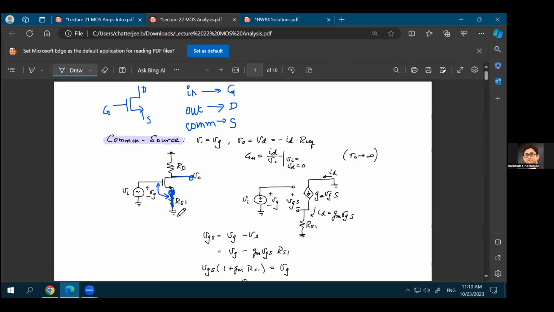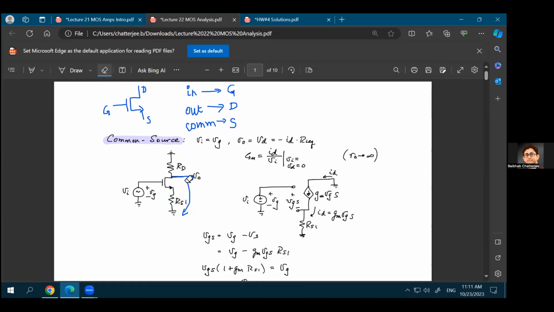Although it will not be connected to ground directly, you can still regard it as the common terminal in that case. But if you just disregard the degeneration resistance for a moment, it's very easy to understand why this is called a common source: your input is at the gate, your output is at the drain, and the common terminal, the source terminal, is grounded. You're looking at your input between the gate and the common terminal, and your output is between the drain and the common terminal. So that would be called your common source.